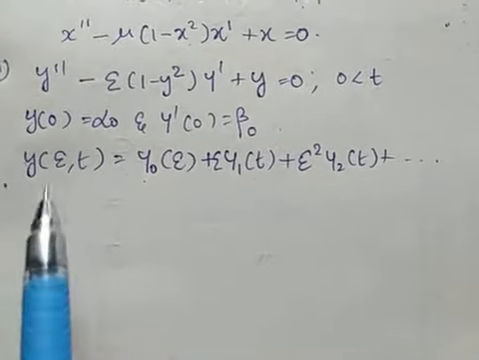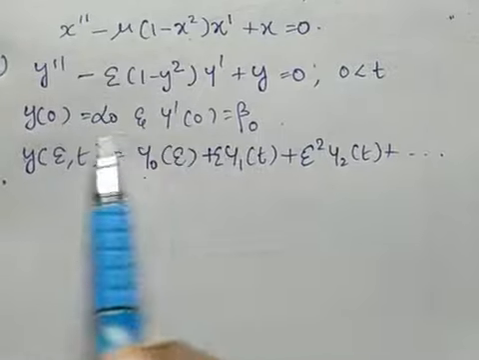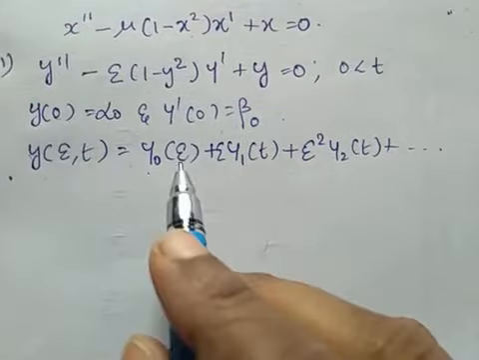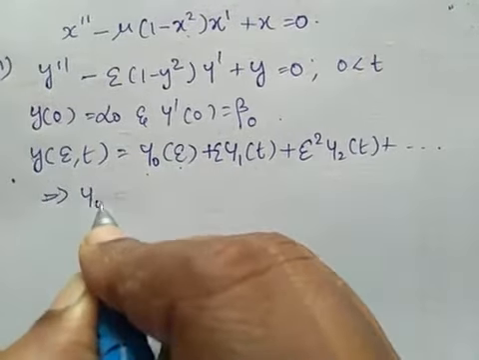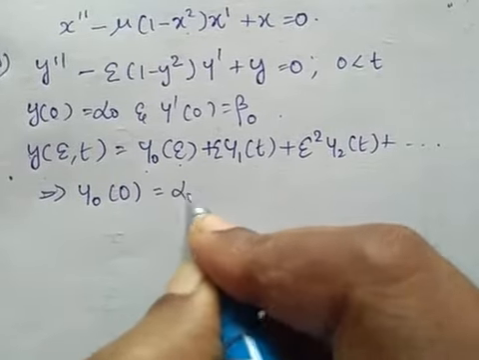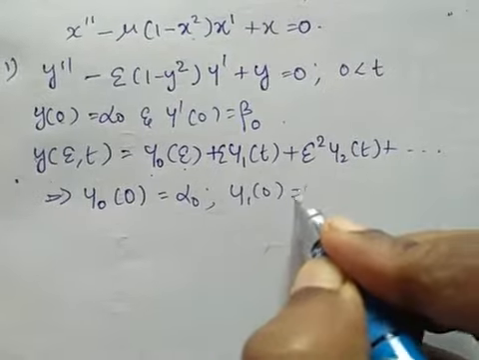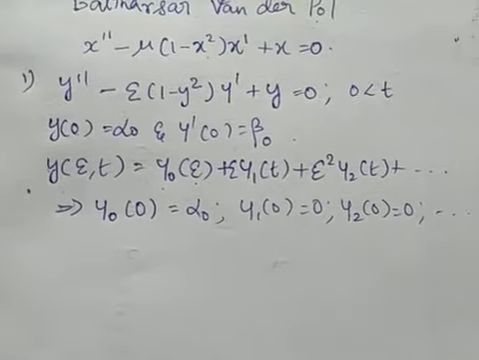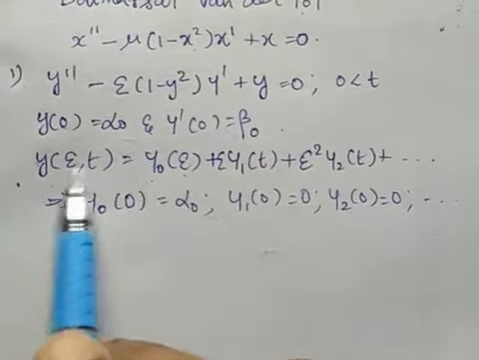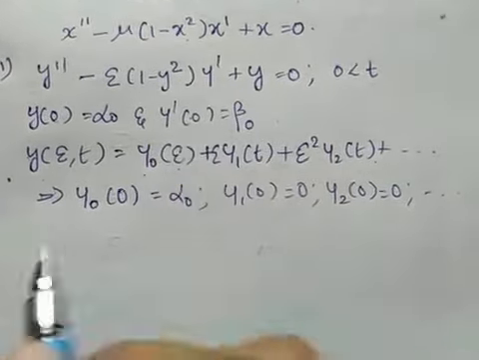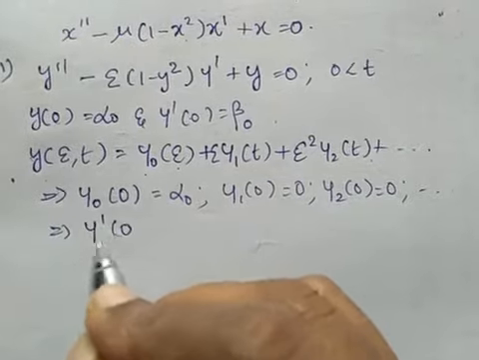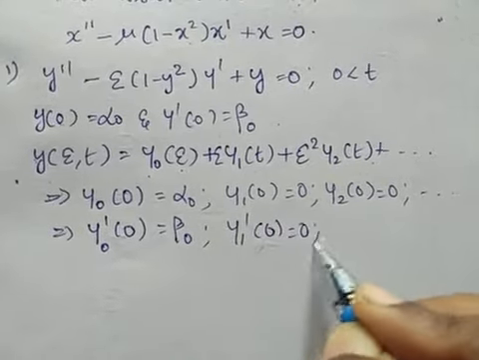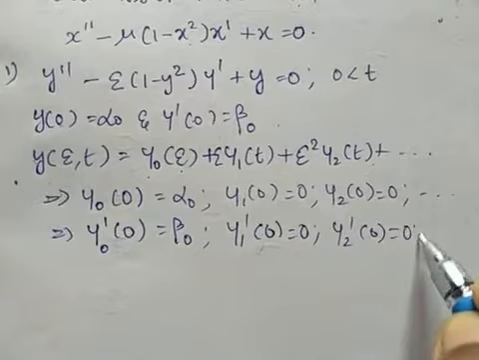So we know what is y dash and what is y double dash, and using the boundary conditions, if we substitute y equal to alpha naught and t equal to 0, we will get the initial conditions as y0 of 0 is equal to alpha naught, y1 of 0 is 0, y2 of 0 is 0, y3 of 0 is 0, etc. Then if we differentiate this equation and use the initial value, we will get y0 dash of 0 equal to beta naught, y1 dash of 0 equal to 0, y2 dash of 0 equal to 0, etc.